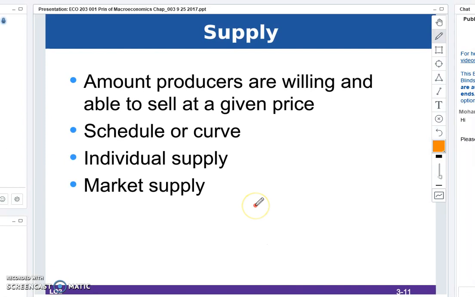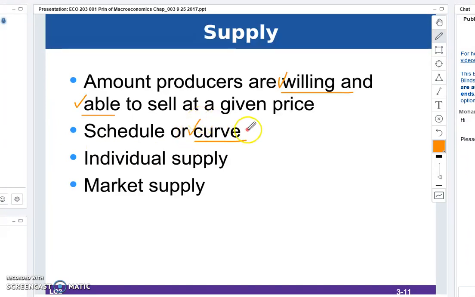Then we come to the supply side, right? So supply is the amount producers are willing and able, right? Again, we have those two. The producer has to be willing and able to produce and offer for sale at a given price. That is the supply of a producer at that price. Now again, just as before, we will show you the supply schedule and curve, and you'll see that the supply curve has a positive slope, it's an upslope line.